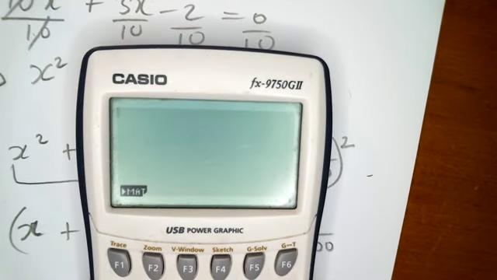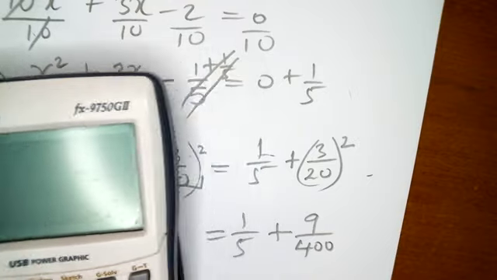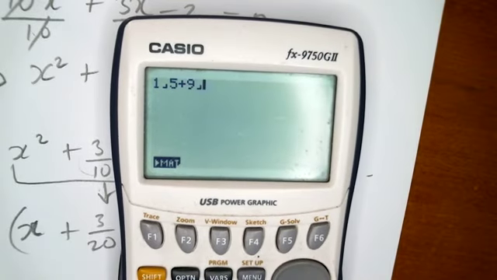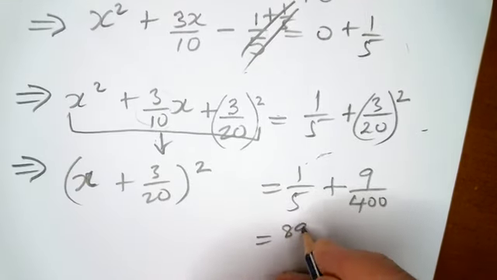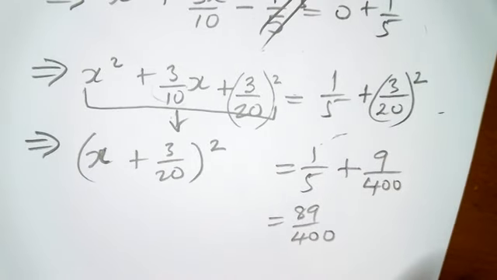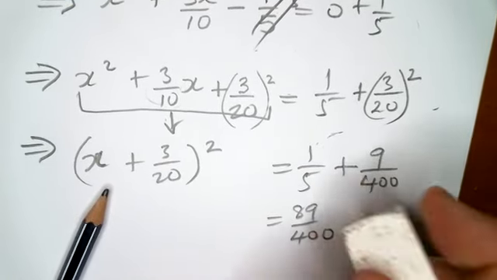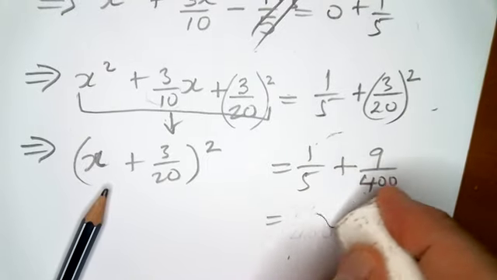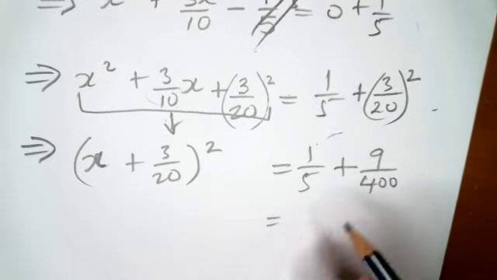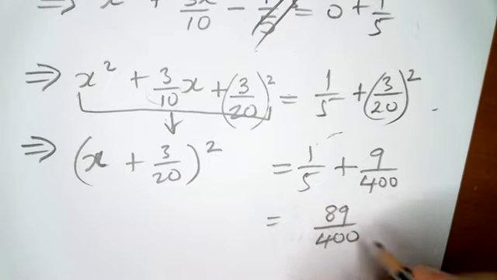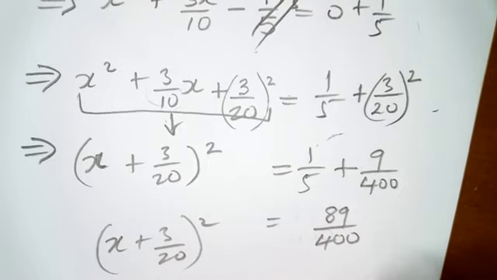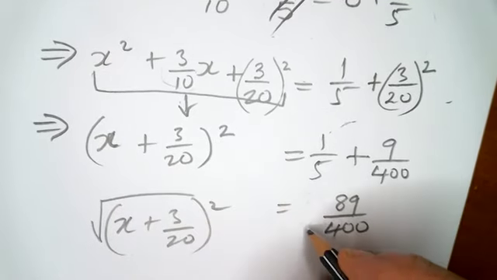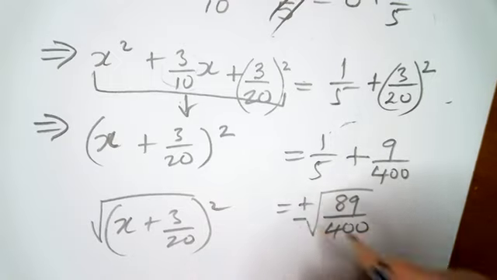Let's have a look at that now. So I've got 1/5, and I've got 9/400. There we go. It's 89/400. Okay, so I didn't really plan this out very well again, because I need to get a negative sign there in a moment, so I'm going to write it over here, 89/400. There it is. And I've got x plus 3/20 all squared. So now I'm going to find the square root of this side, square root of that side, and go plus or minus.